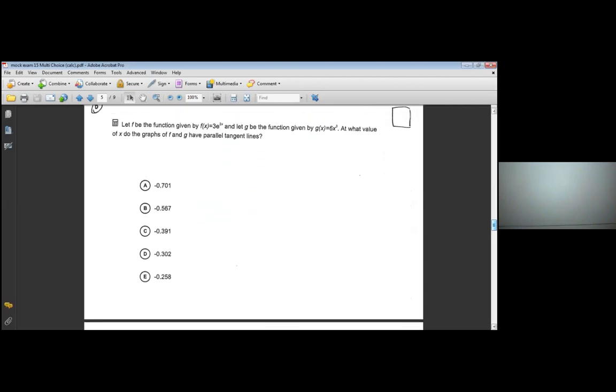All right, let f be the function given by that thing. Let g be the function given by that thing. At what value of x do the graphs of f and g have parallel tangent lines? So I don't know. Let's take the derivative of each and go from there. So if we're talking about tangent lines, we want their slopes to be the same. What would the derivative be of 3e to the 2x? That's times 2, so I'm getting 6e to the 2x. And then on the other one, I'm getting 18x squared.